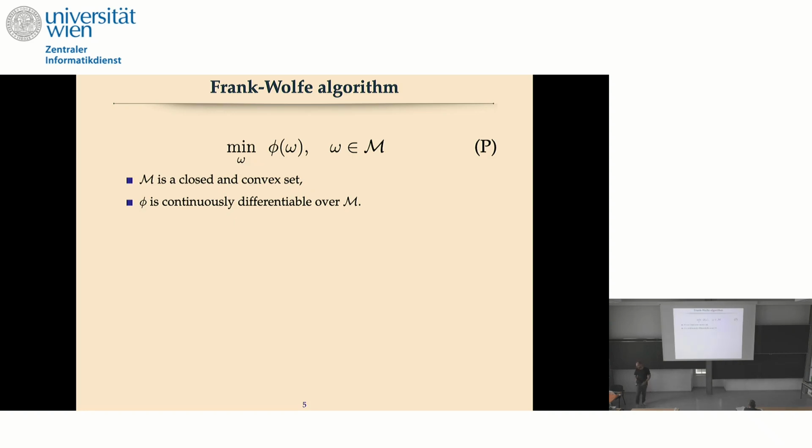So we are looking at the minimization of an objective function phi. Phi is continuously differentiable over the constraint set M. I will assume M is a closed and convex set. Maybe something to emphasize here, I didn't assume that it's bounded. I will come to that point later.